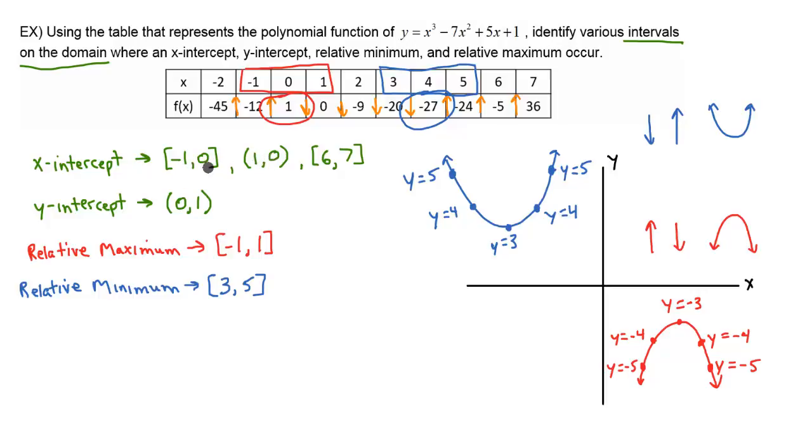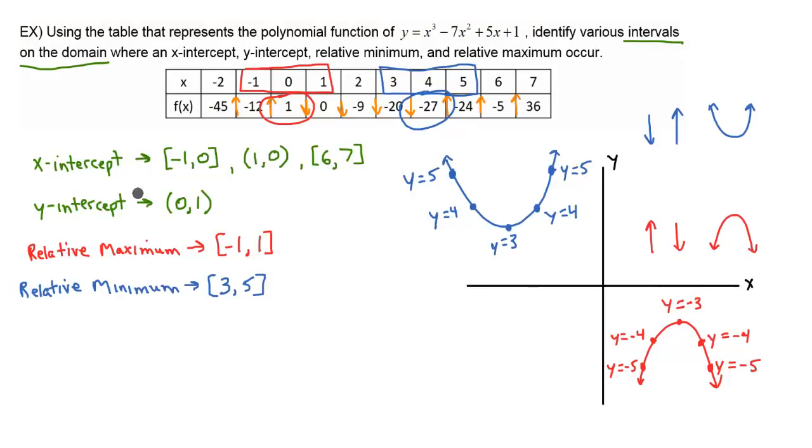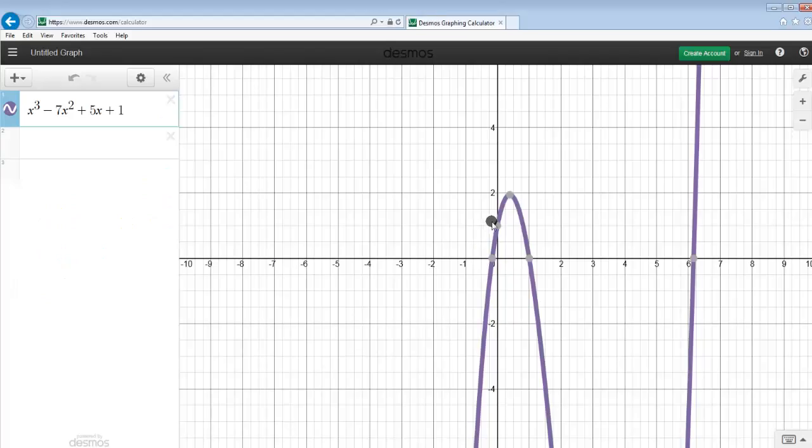So -1 to 0. Does it happen? Yeah. From -1 to 0, we have an x-intercept right there. And then over here, from 6 to 7, we have an x-intercept. And then this was our exact x-intercept at 1, 0. So we're good with our x-intercepts in their predictions. We also said that there is going to be a y-intercept at 0, 1. So I jump back to my graph here, and my y-intercept right there is 0, 1.